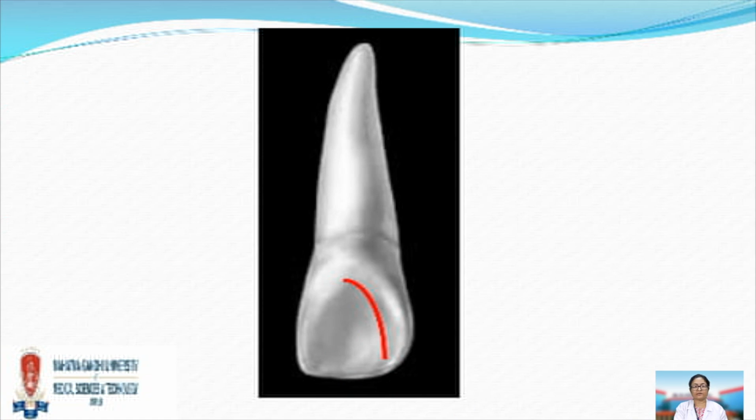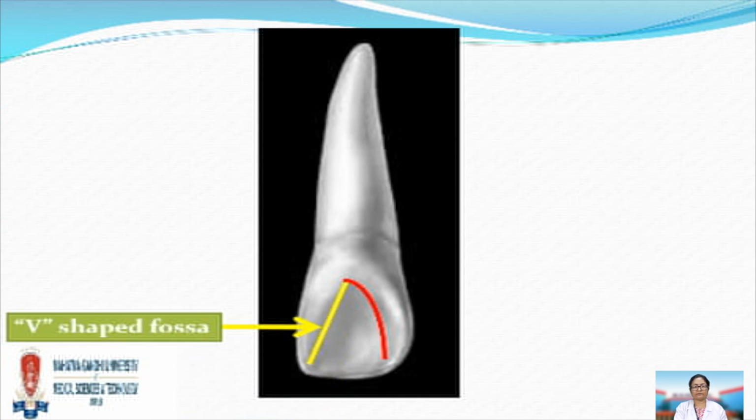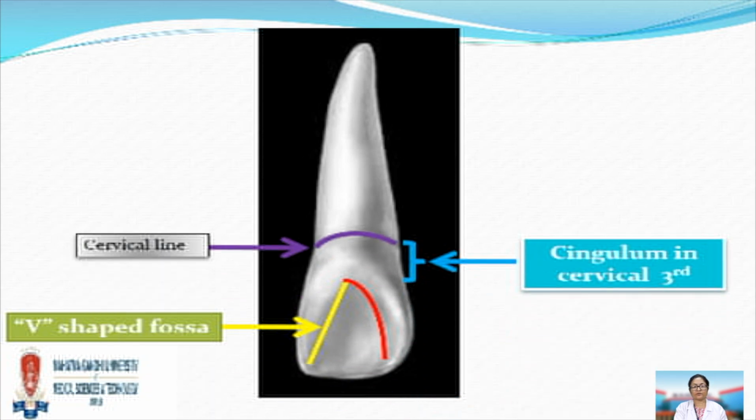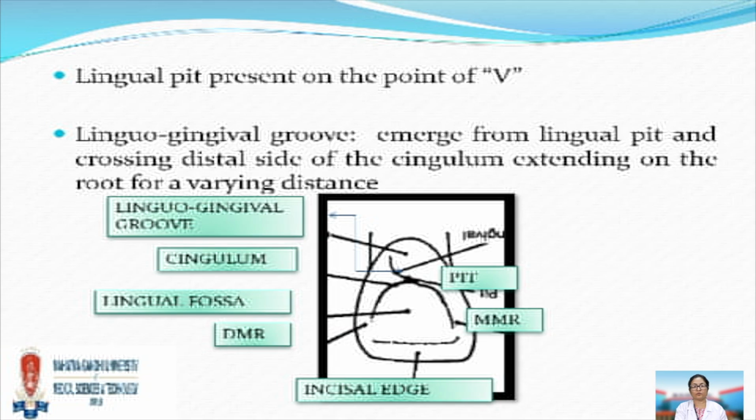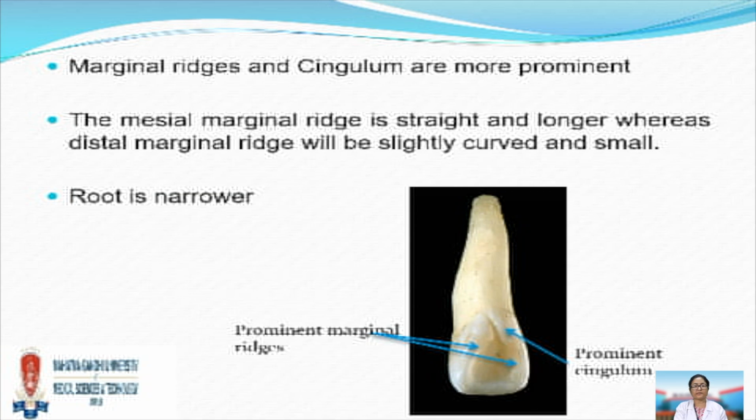which mesial margin is curved and which mesial margin is straight and distal margin is curved. This is cervical line, which is semicircular in shape and directed toward the root apex. There is a lingual pit which is present at the junction of V and a linguogingival groove present which emerges from the lingual pit, crossing the distal side of the cingulum and extending on the root for a varying distance. Marginal ridges and cingulum are comparatively more prominent than the maxillary central incisors.